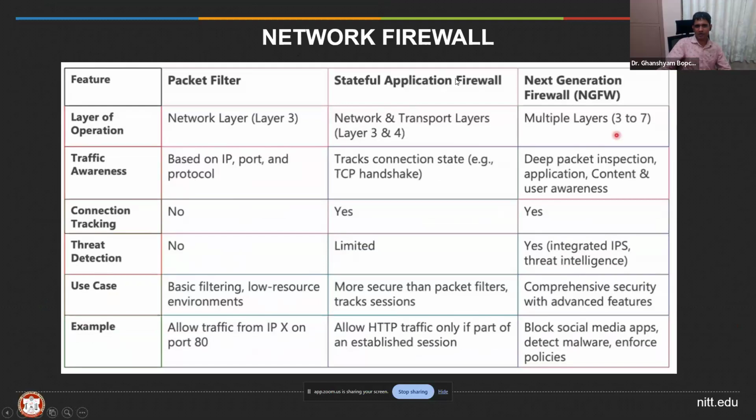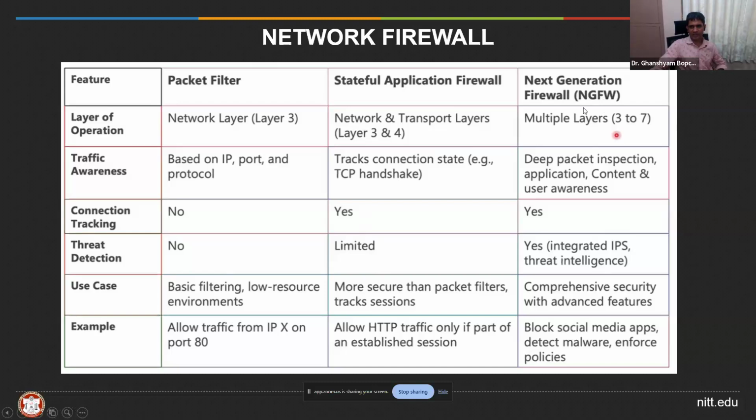And there is the stateful inspection firewall. It works from layer 3 to layer 4. When I say layer 3 to layer 4, I'm talking about the network layer and the transport layer. It is traffic aware, so TCP handshake. It is aware of the connection state, and it tracks the connection also. Threat detection is limited here.